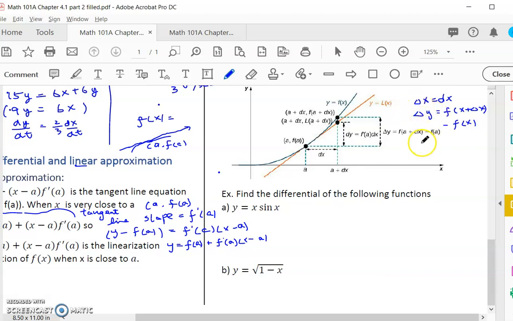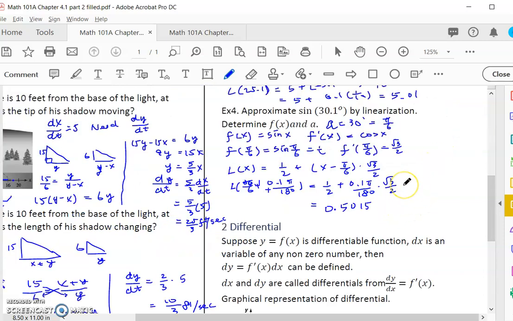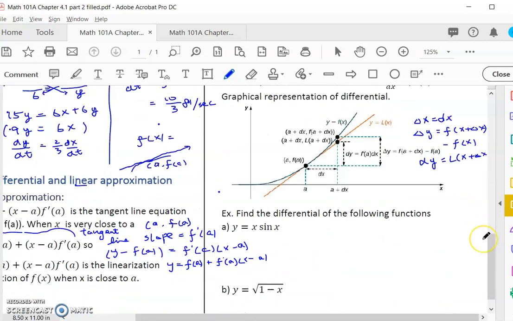Now, what is dy then? dy is the differential. So this is the distance on the tangent line. What is the distance of the tangent line calculation that you have? So instead of f of x, it will be L of x plus delta x, minus L of x.